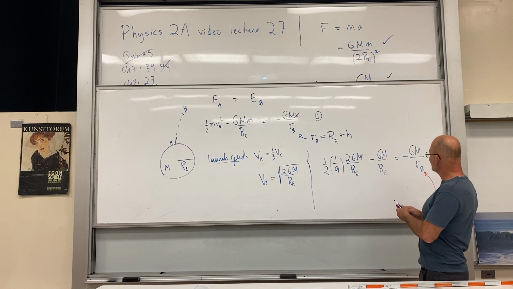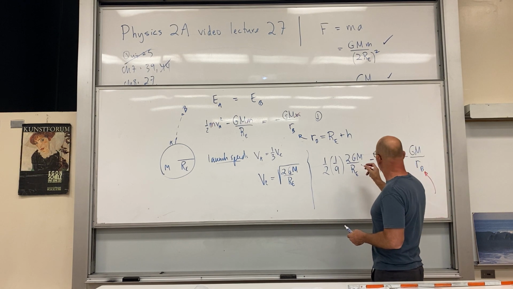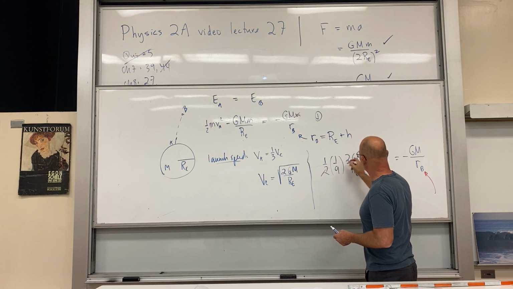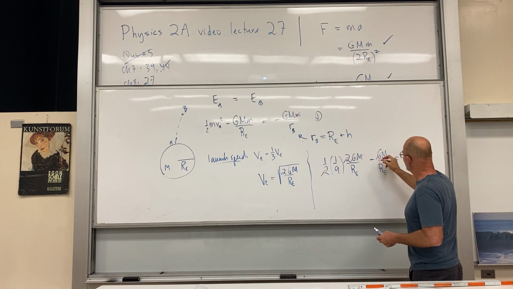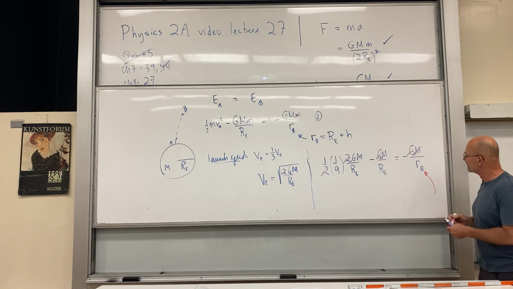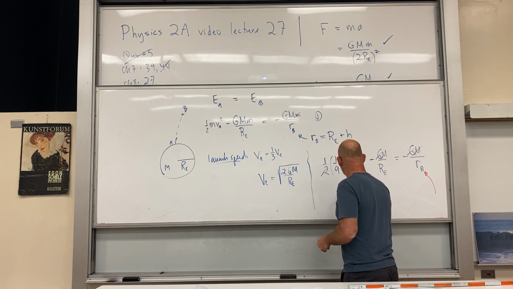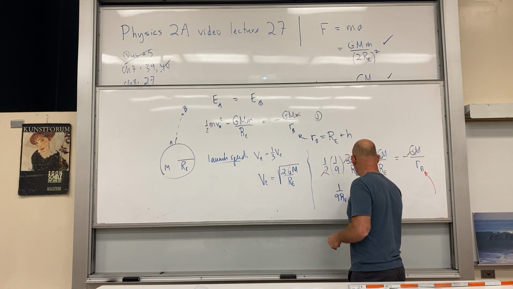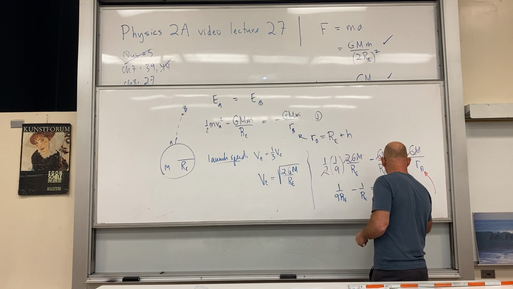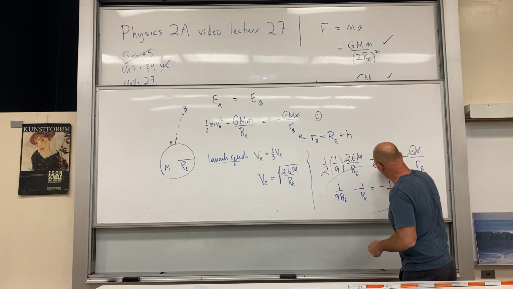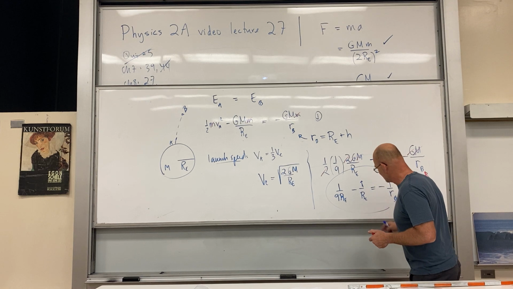So I'm pretty much going to leave this right here because you'll have some nice simplifications. You can get rid of the 2, the G, GM, and you would have 1 over 9 RE minus 1 over RE is equal to negative 1 over R sub B. So we're looking for R sub B. You've got another line or two of algebra.